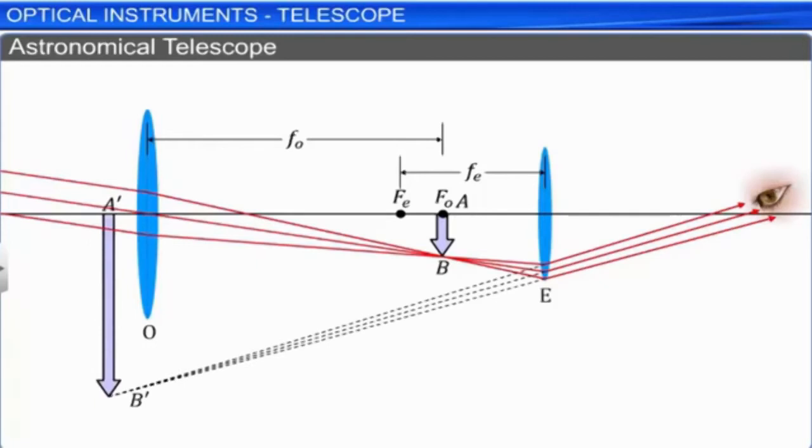Let the angle subtended by the object at the objective be alpha. Since the object is far away, the angle subtended by it at the objective is the same as the angle subtended by it at the eye. Let beta be the angle subtended by the final image at the eye. The angular magnification, or the magnifying power of a telescope M, is the ratio of the angle subtended by the final image at the eye to the angle subtended by the object at the unaided eye. That means M is equal to beta by alpha. Let this be equation 1.